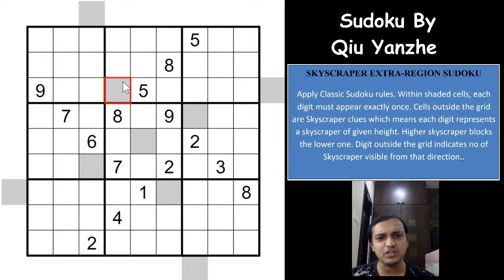And with that we have a few digits outside the grid which act as skyscraper clues. Now what is a skyscraper clue? According to the skyscraper rule, a digit outside the grid indicates the number of skyscrapers that are visible in that direction. Now what does that mean?